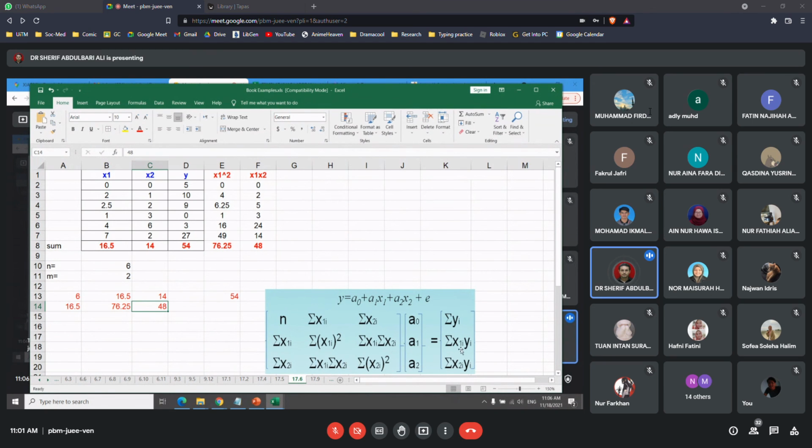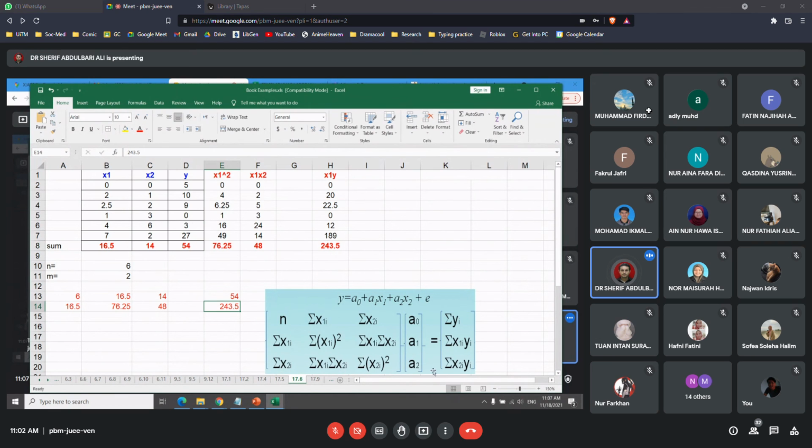Okay. Then you need to find the summation of x1 times y. I need to create a new column of x1 times y. So 0 times 5, and the answer is 0. 2 times 10, so 20. Find all those values and find the summation. So 243.5. Here's the answer.